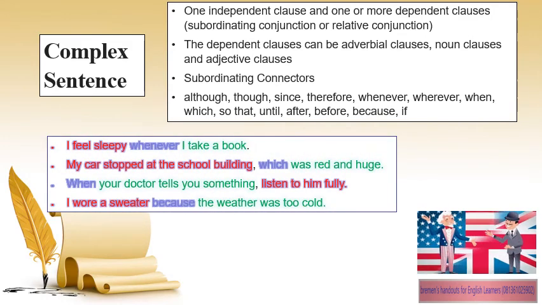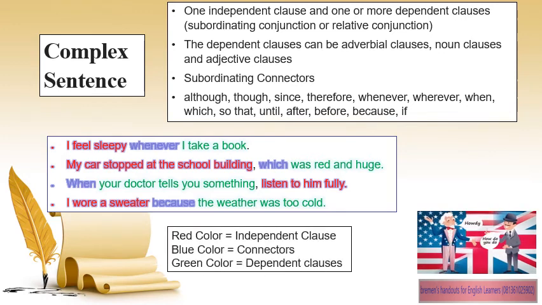Some of these examples of the complex sentences are: I feel sleepy whenever I take a book. My car stopped at the school building, which was red and huge. When your doctor tells you something, listen to him fully. I wore a sweater because the weather was too cold. You can see the different use of the colors here. The red color is the independent clause. The blue color is the connectors. And the green color is the dependent clause.